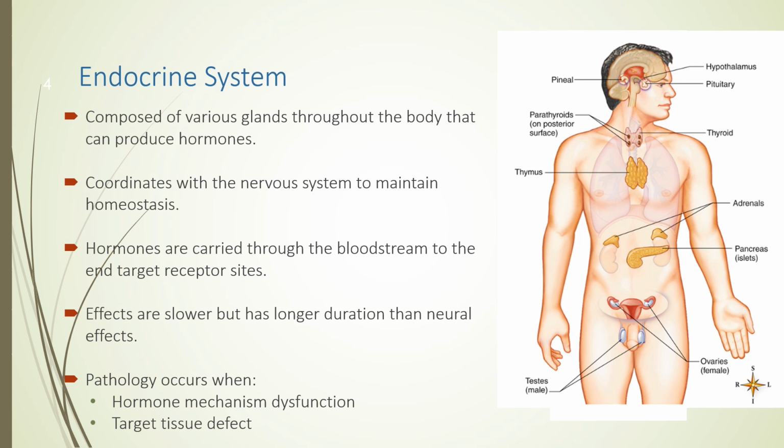The nervous system sends impulses through nerves, and the endocrine system sends messages in the form of hormones via the bloodstream. Hormonal effects are slower in onset, but last longer than neural effects. Hormonal effects can be either localized or affect all cells in the body.